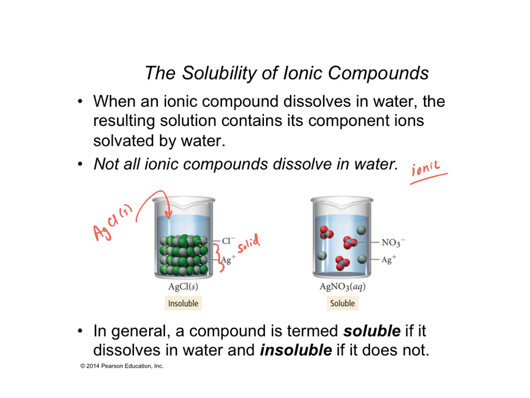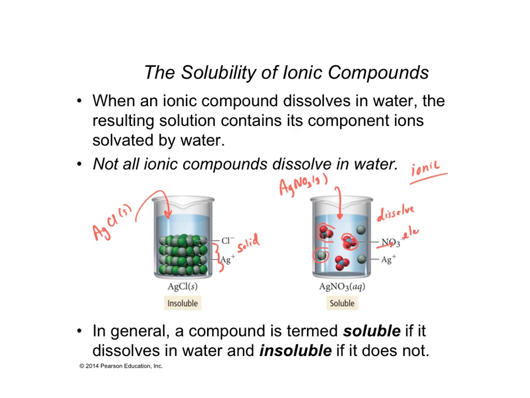On the other hand, if you put something like silver nitrate as a solid into water and you stirred, this would dissolve. The solid would appear to go away, and you would be left with your little component ions floating around in solution. And again, you would get a nice electrolytic solution because of that. A very nice strong electrolyte.